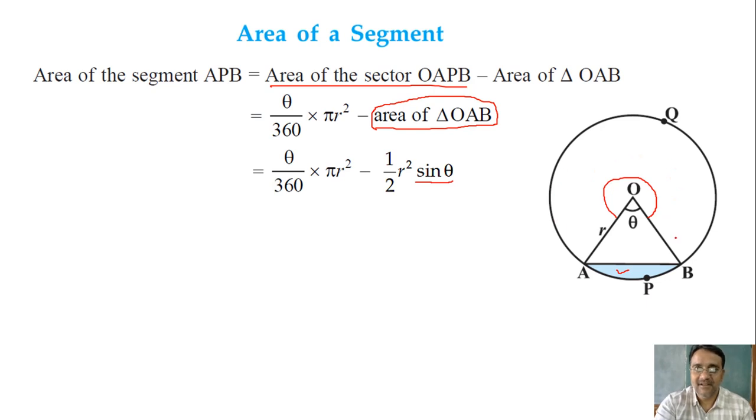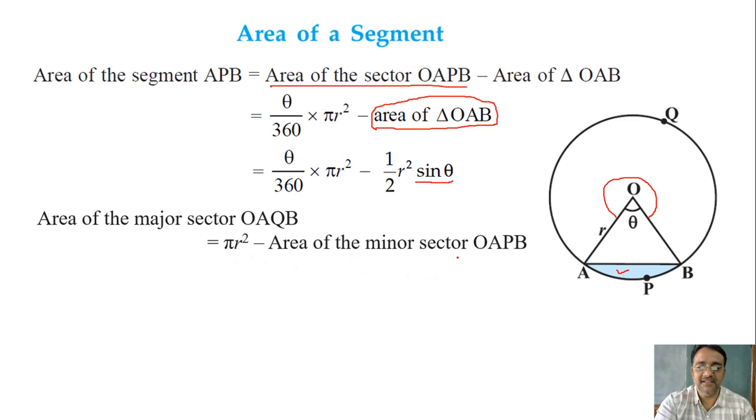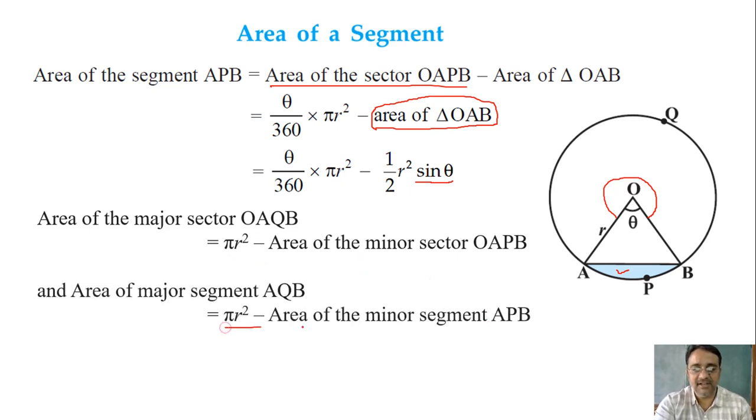Area of minor sector, area of circle minus area of minor sector. Very good. Similarly, area of major segment is area of circle minus area of minor segment. So these are the formulas with respect to area of sector and area of segment. Now we are going to do some important questions from exercise 12.2.